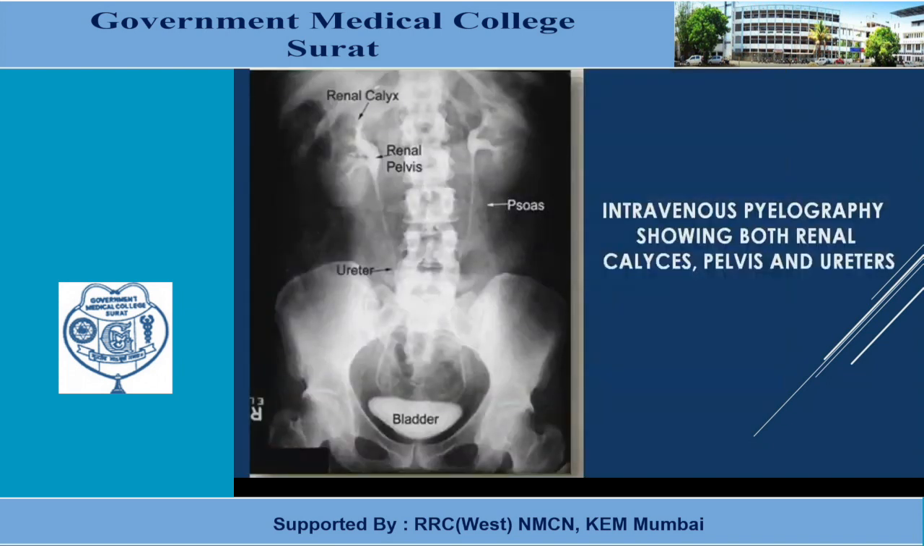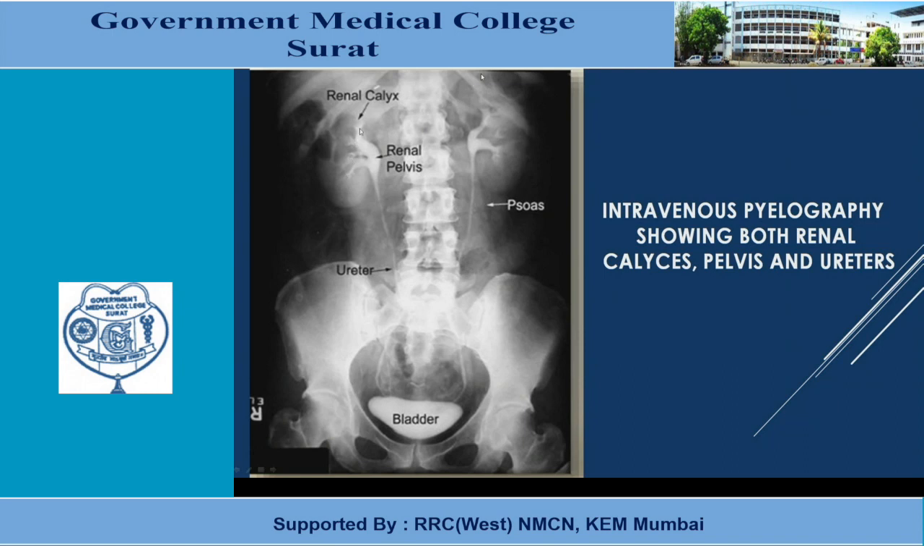Now, intravenous pyelography showing both renal calyces, pelvis, and ureters. You can see a faint soft tissue structure in the right lumbar region and the left lumbar region, both sides. This is the renal parenchyma, the renal nephrogram. So you can easily outline the kidney size and its surface on the IVP study.